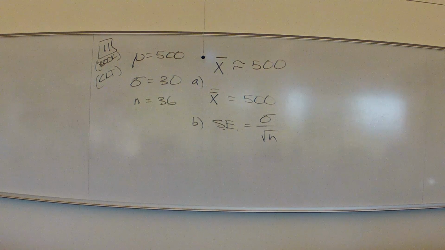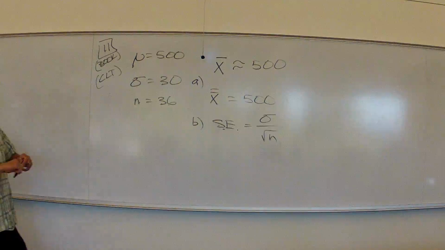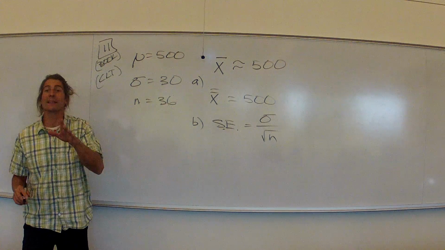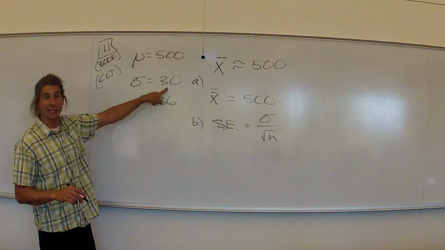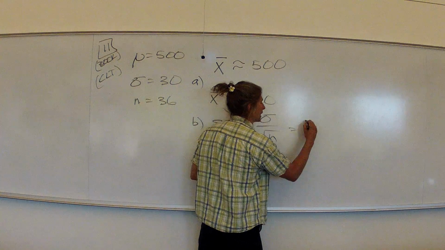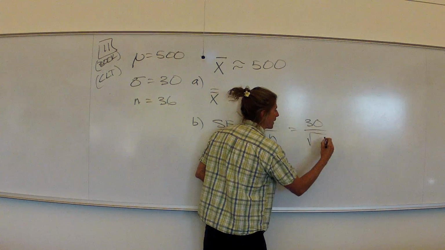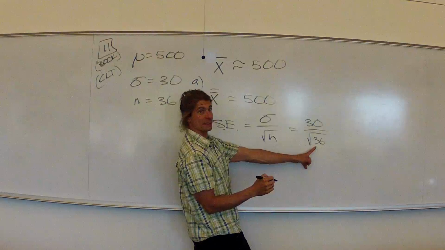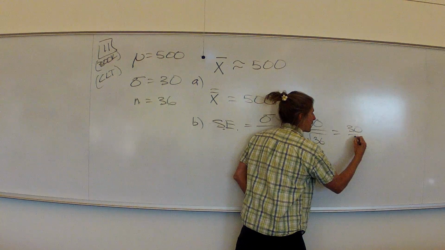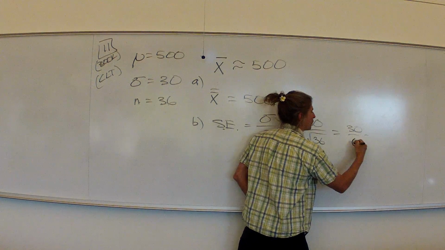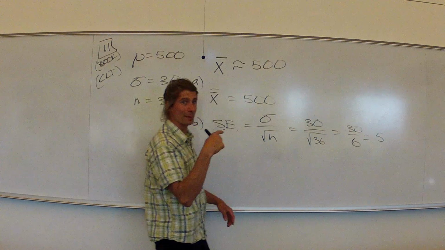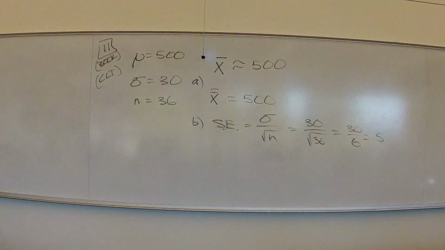Could be 30 over the square root of 36. Yes, ma'am. I said it's less than 36. I meant less than 30, what I was saying earlier. Yes, it's less than 30. This tells us how much less than 30. 30 divided by the square root of 36, that's 30 divided by 6, is 5. Check the math up here. So that's going to be your standard error.